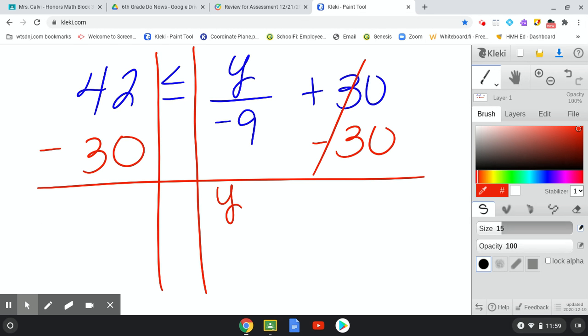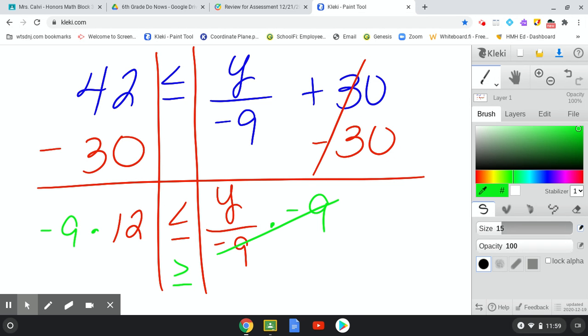I'm left with y divided by negative 9 is greater than or equal to 42 minus 30. I'm going to be left with 12. Okay. Now I need to get rid of that negative 9. Now I'm getting rid of a negative number, so I have to remember I'm going to be flipping my inequality symbol. I'm multiplying both sides by negative 9.